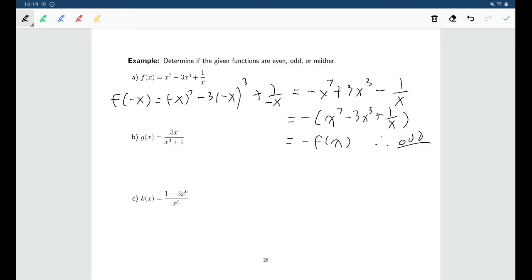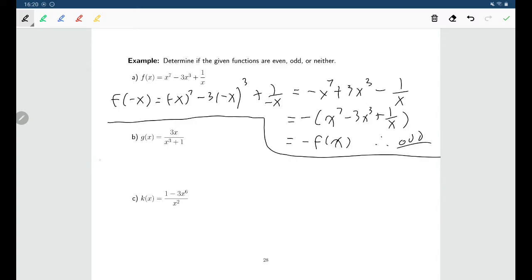So this is what we need to do for these sorts of things, replacing our x's with negative x and asking, do we get the original function back? Do we get the opposite of our original function? Or do we get something else? So there we go. We've looked at f of x. Let's look at g of x now.